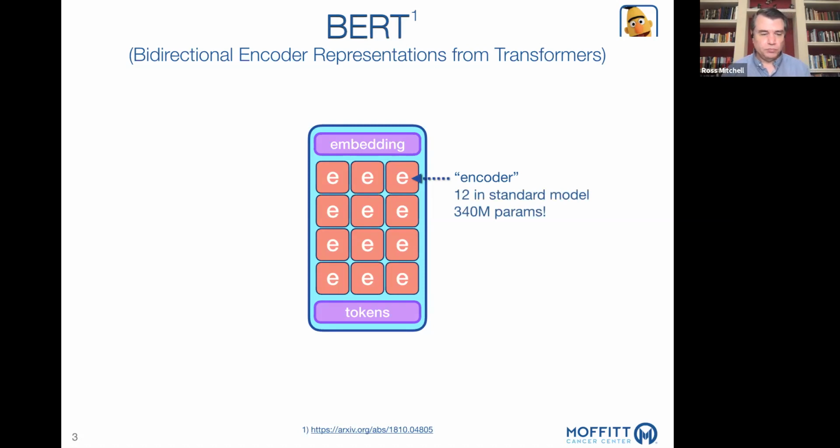So the base model has 12 of these, and there are 340 million trainable parameters in the base version of BERT. And this whole unit is often referred to as the language model. And I think that comes from one of its original applications, which is translating, say, from English to French and so on. But now we do lots of different types of modeling with this base unit.